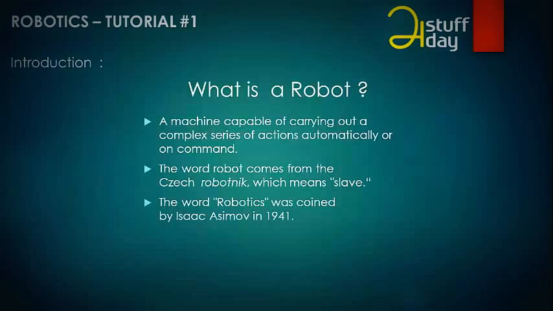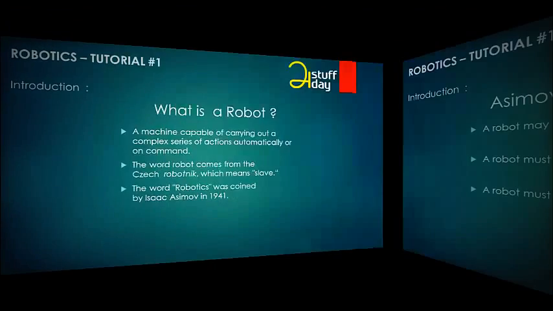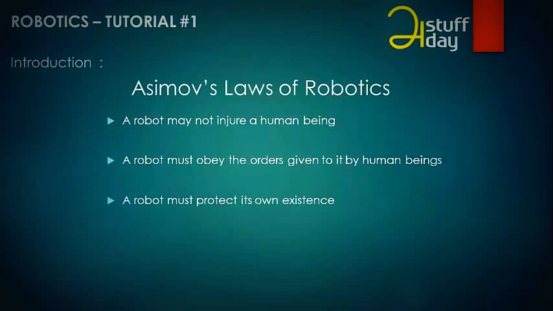Isaac Asimov also coined the three golden laws of robotics, which are as follows. The first law: a robot may not injure a human being. Human beings are the creators of robots, so basically the robots cannot injure its creators. So says the first law. The second law: a robot must obey the orders given to it by human beings, provided that the robot must not interfere with its first law.